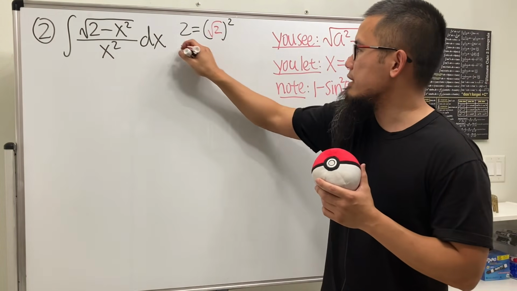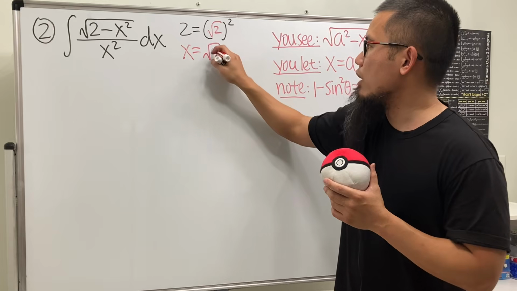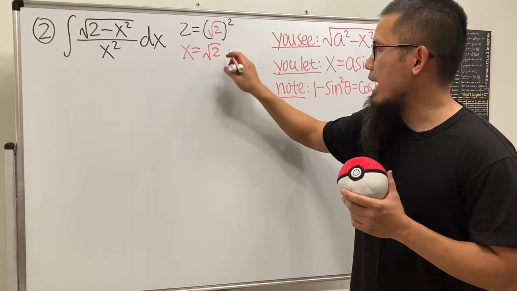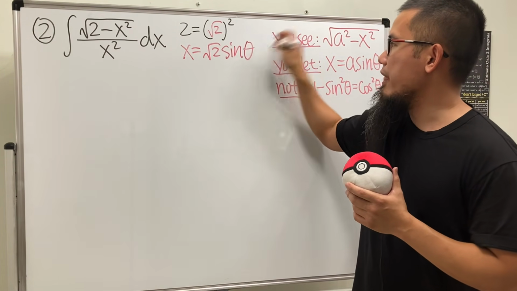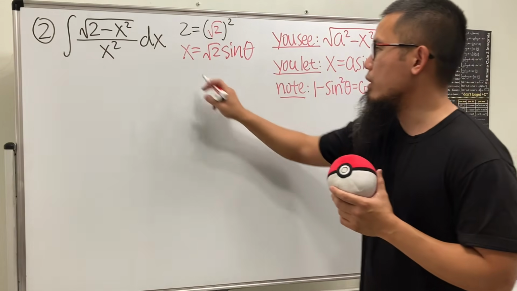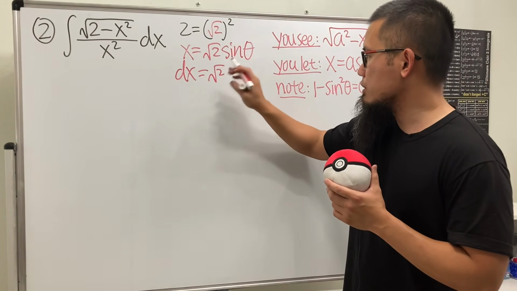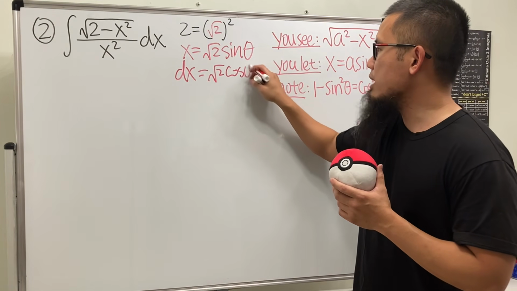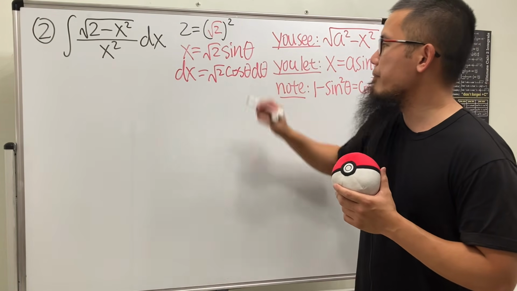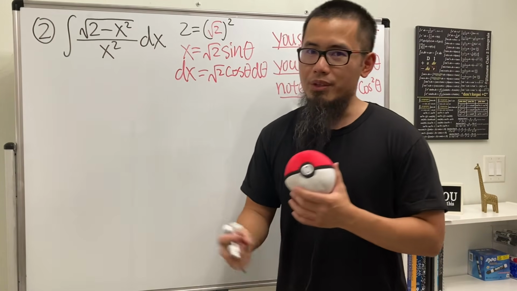So here you see we have that. So we can just go ahead and say x equals square root of 2 times sine theta. And then just continue the usual business: differentiate that, and we get square root of 2 times cosine theta d theta, and of course take this integral to the theta world.